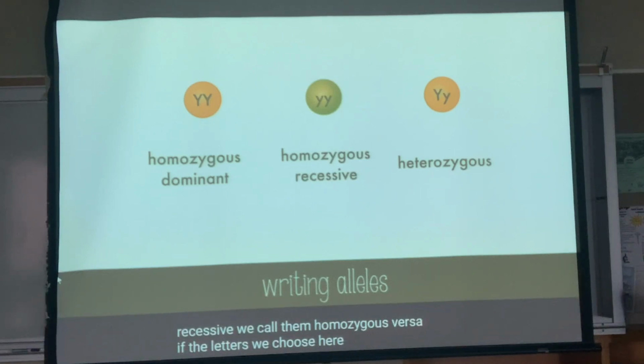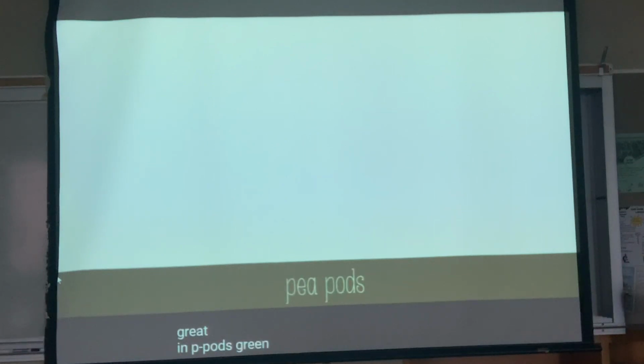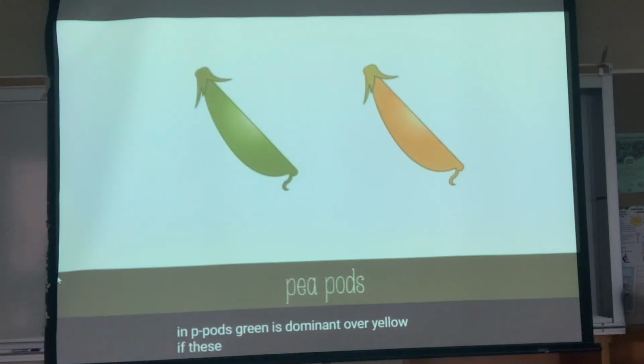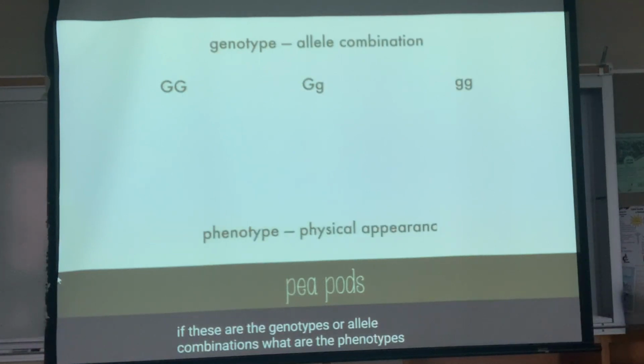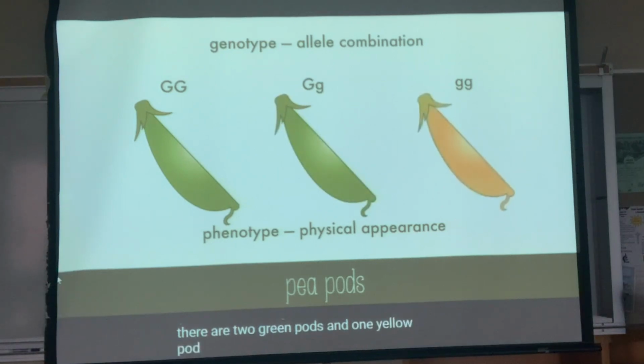The letters we choose here are arbitrary, but it's good to use letters that are very different when you view capital and lowercase versions, otherwise it can be confusing. So letters like O are good, but letters like Y, T, or R are great. In pea pods, green is dominant over yellow. If these are the genotypes or allele combinations, what are the phenotypes? Having just one dominant allele of the gene will make it green in this case. So there are 2 green pods and 1 yellow pod.